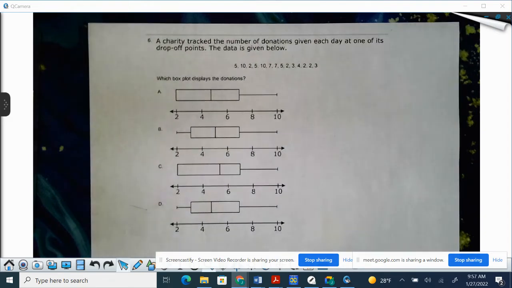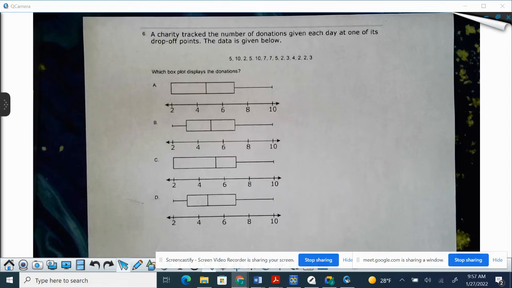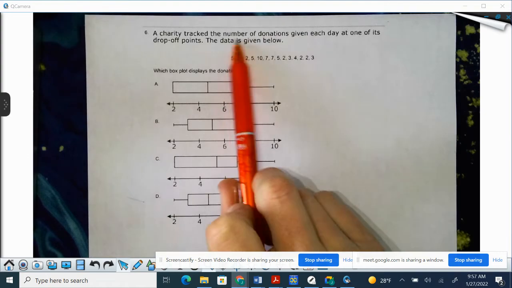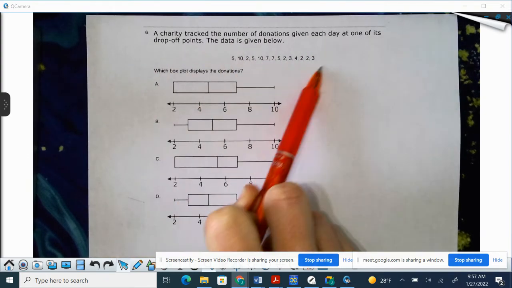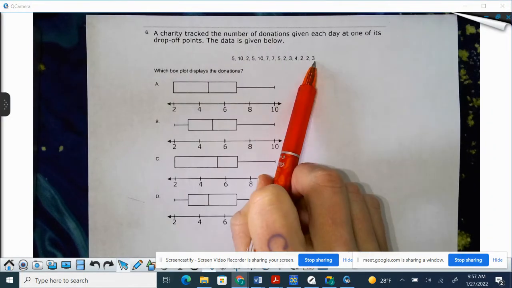So I'm going to kind of make this a long explanation. This one, I believe, is an actual EOC release question. So this is one of the ones that the state says, make sure you can do this. So the number of donations each day, drop-off points, the data is given. So we have our data. In a calculator, you can type this in your L1 in TI-84.